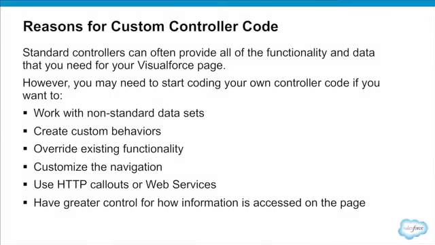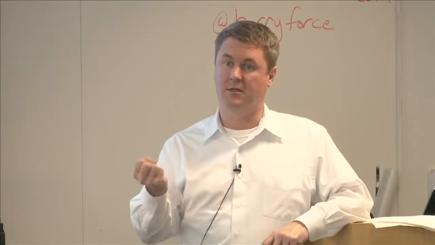Like, for instance, maybe if you're saving a record, you first want to do a web service callout. The way that we do web service callouts is via Apex before you save the record to the database. So in that case, we're possibly overriding the save method to change its behavior. Or you might want to create an entirely new function.